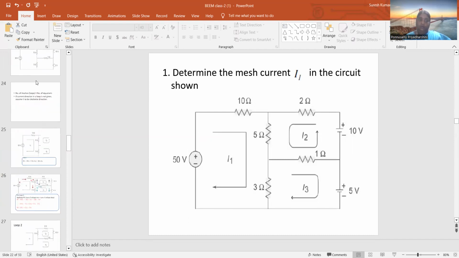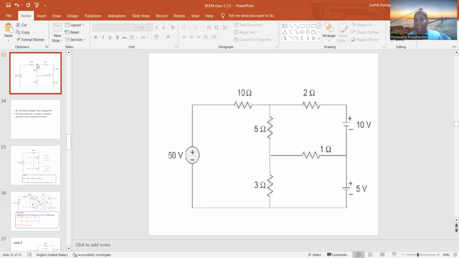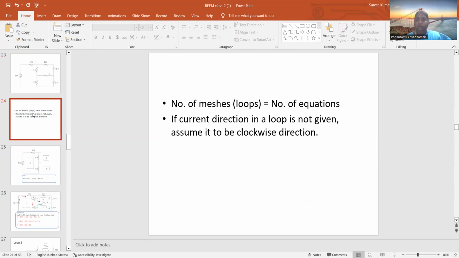For this circuit, I am going to use the KVL rule. KVL says the sum of voltage rises equals the sum of voltage drops. The number of meshes is equal to the number of equations. So there are 3 meshes in total, and you will get 3 equations to solve.